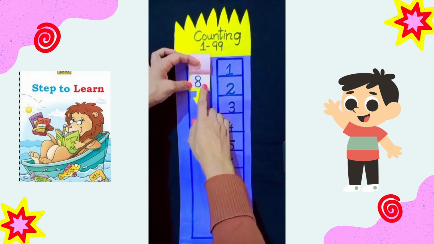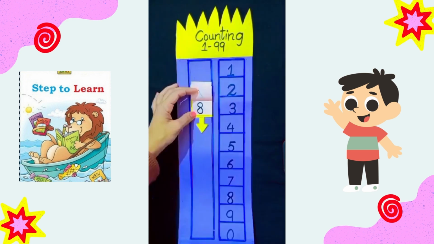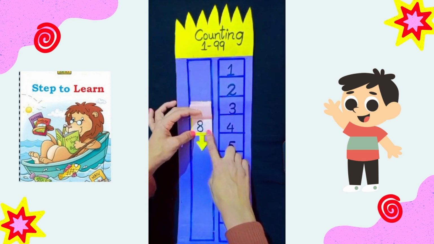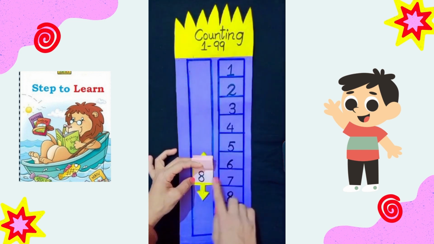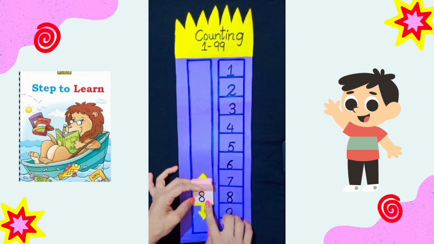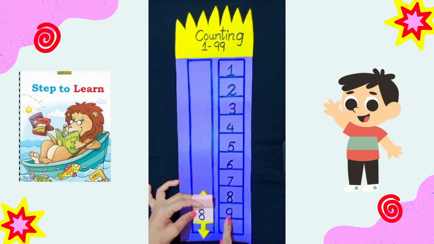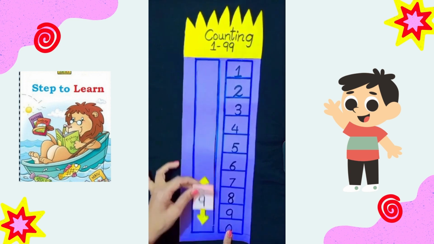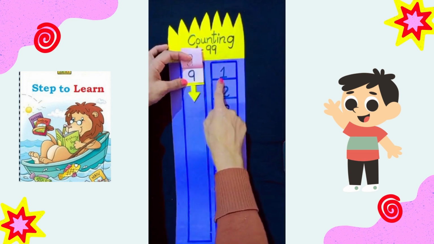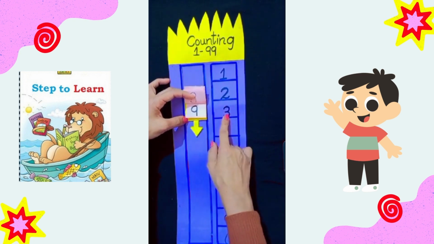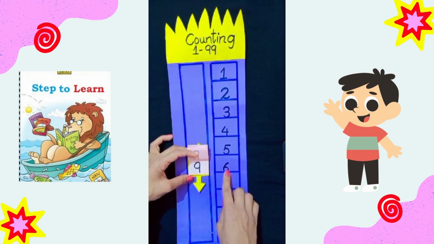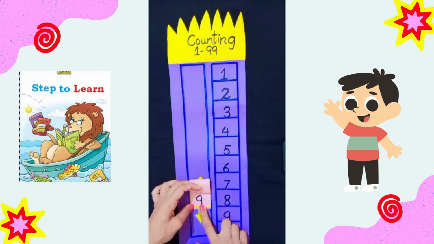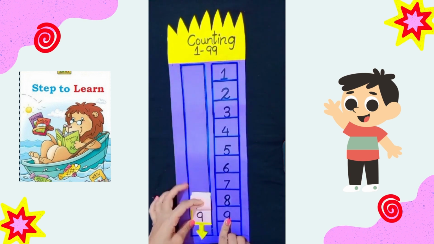81, 82, 83, 84, 85, 86, 87, 88, 89. And what comes after 89? Yes, 90. Now start from 91, 92, 93, 94, 95, 96, 97, 98, and 99.